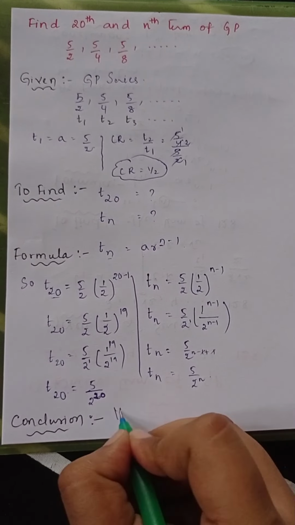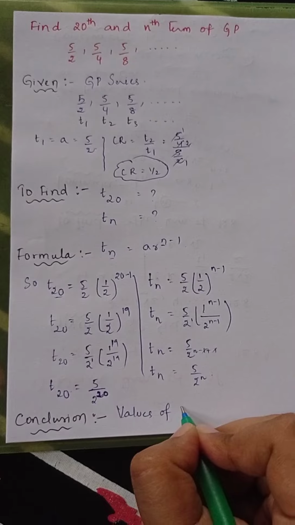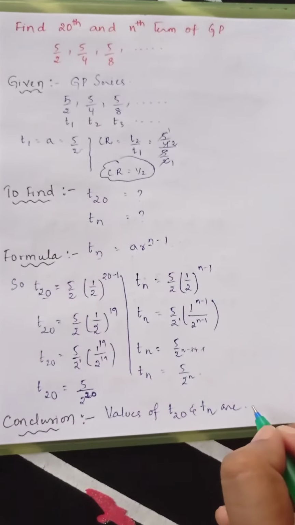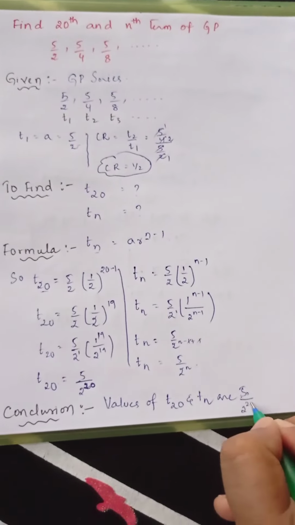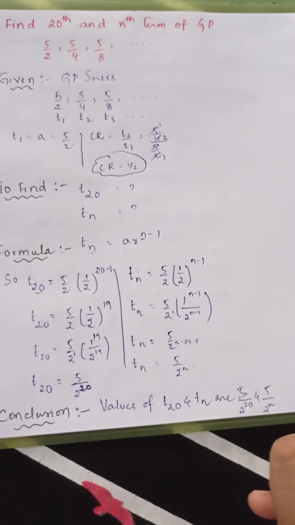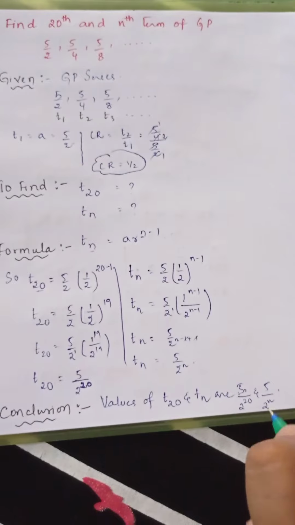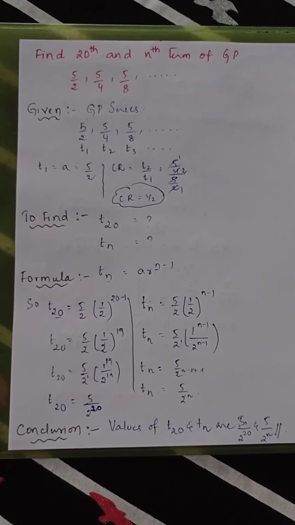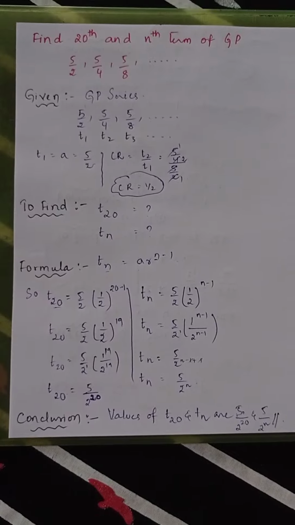Okay, if you have any doubts, you can check my exponents and powers video for the basic information about powers and exponents. Okay, you can write the final conclusion. That is, values of T20 and Tn are 5 by 2 power 20 and 5 by 2 power n. That's all. And we'll go for the other one.